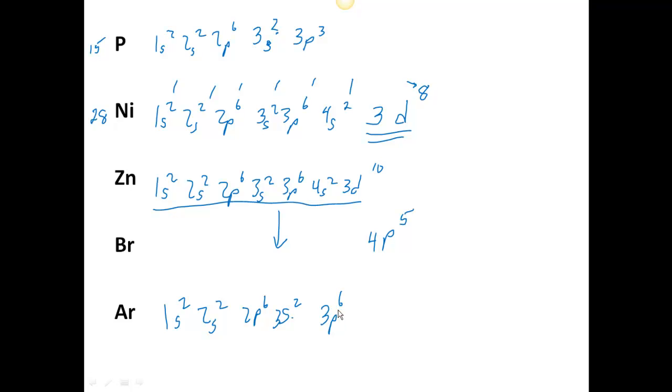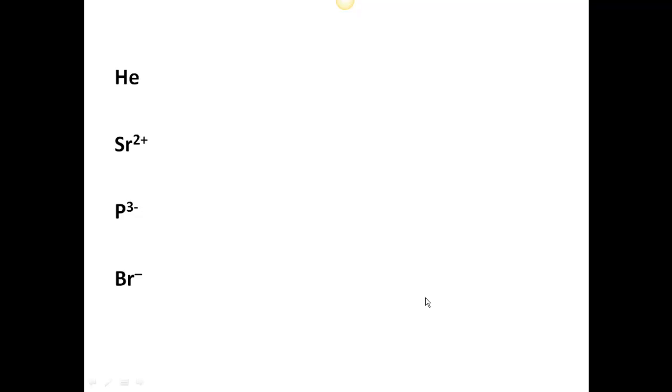All right, I think this is the last one. Helium's real easy. Helium, there are only 2 electrons. They're both in the 1s orbital. Strontium, if I look at strontium, I have to find it. It's number 38. It's in column 2A.